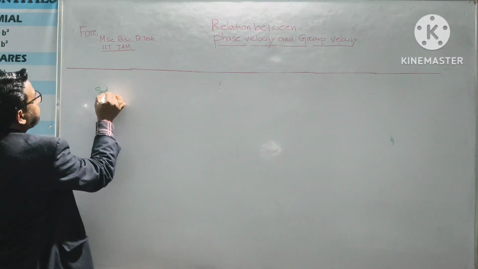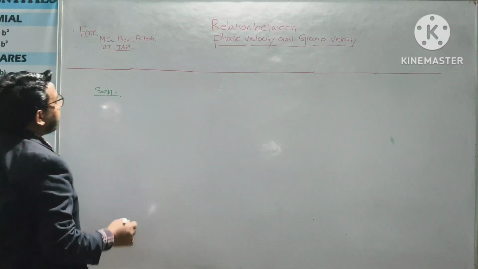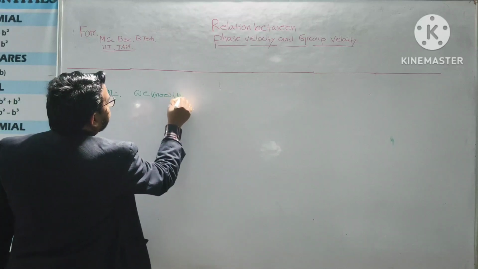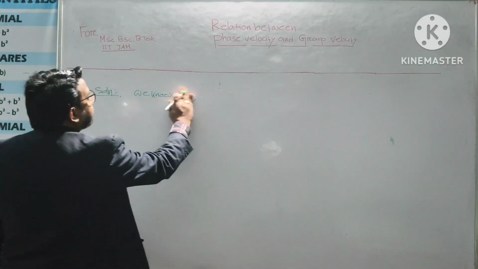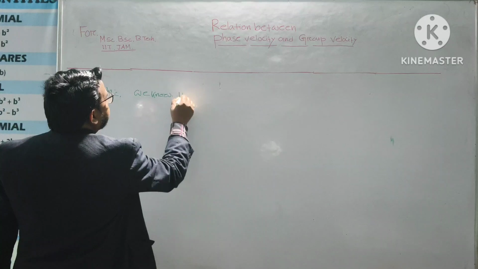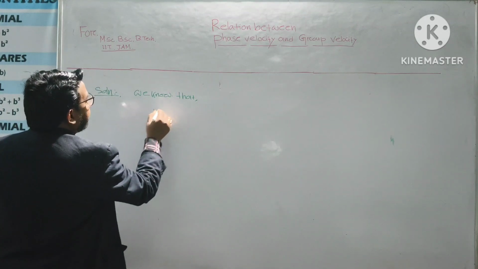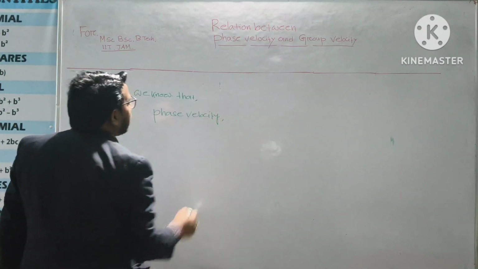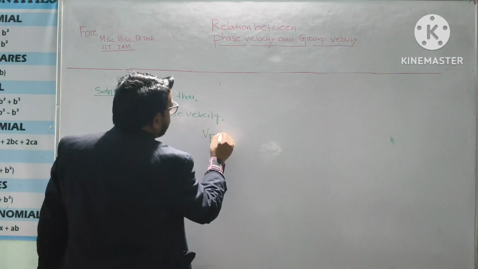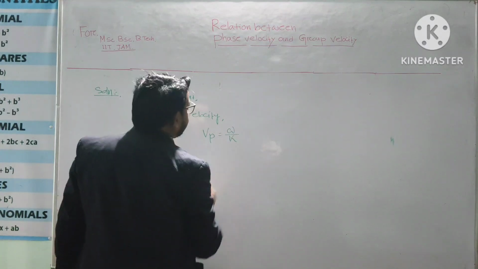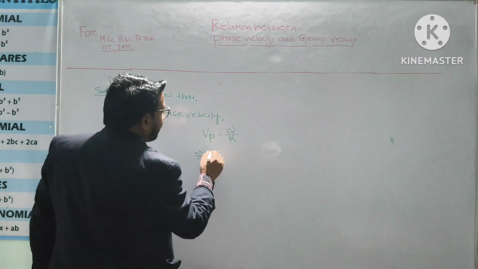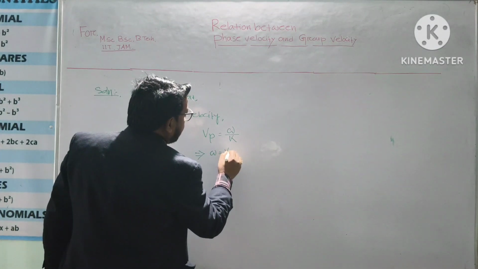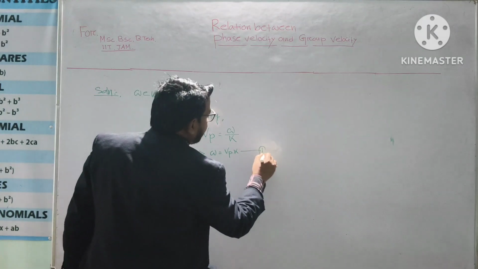Solution. We noted that phase velocity Vp equals omega by k. After cross multiplication, we can write omega equals Vp into k. So suppose this is our first equation.